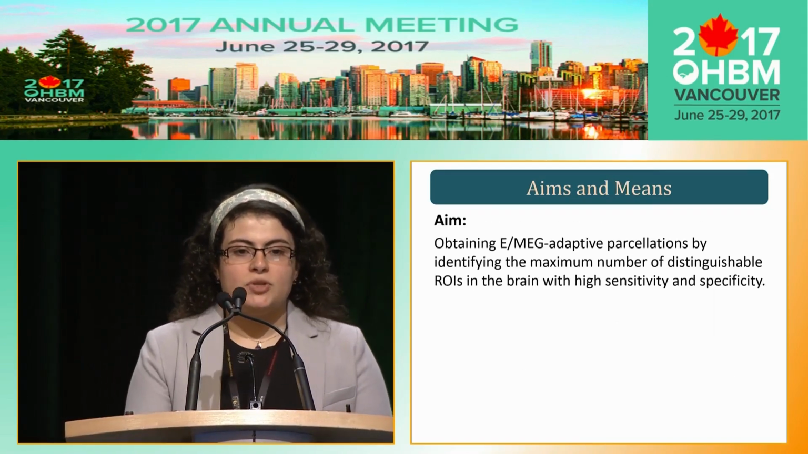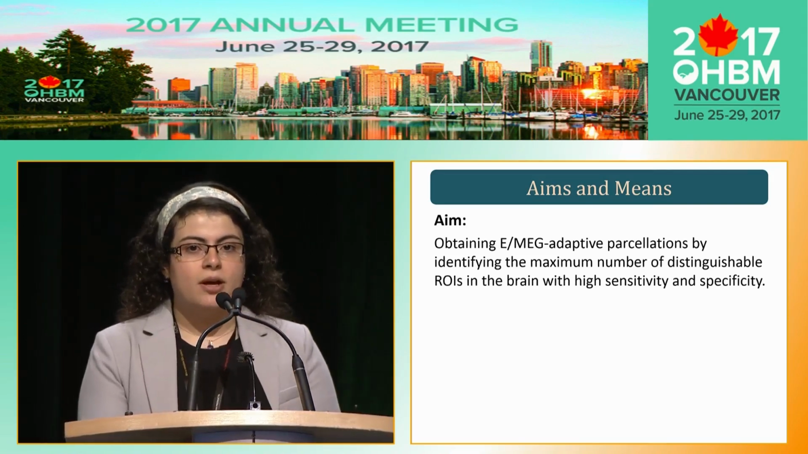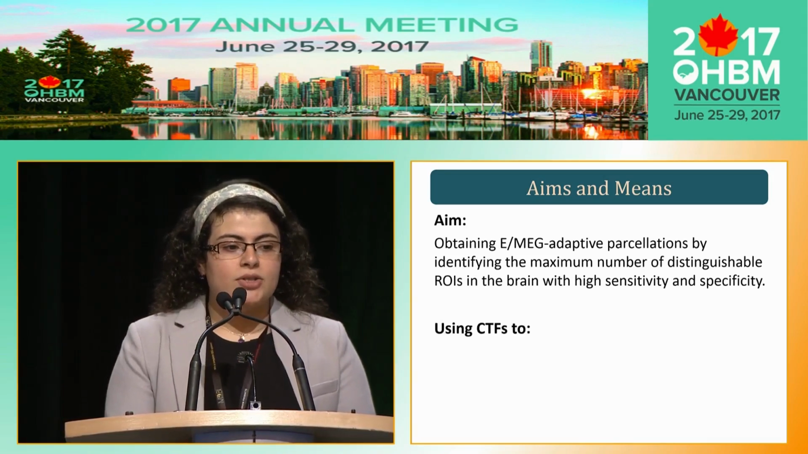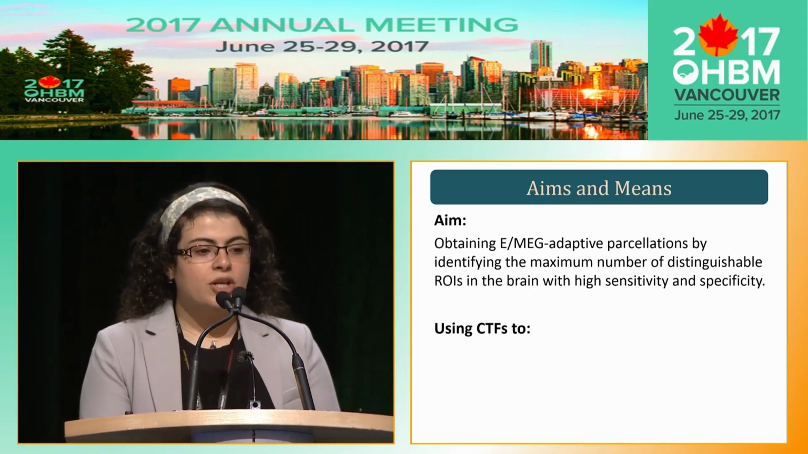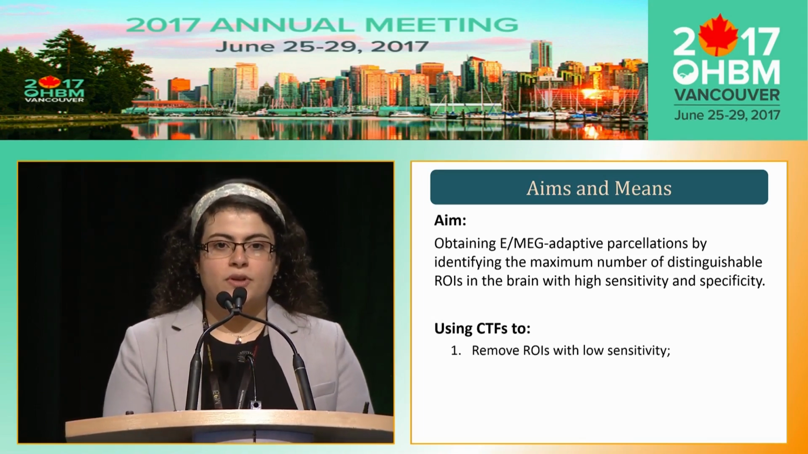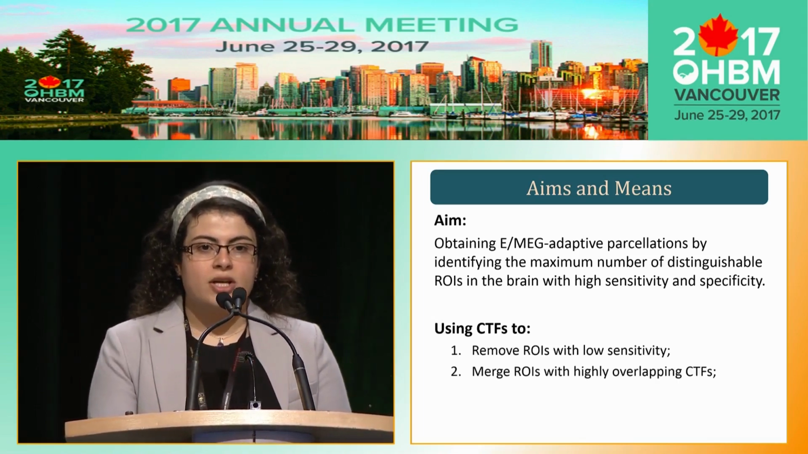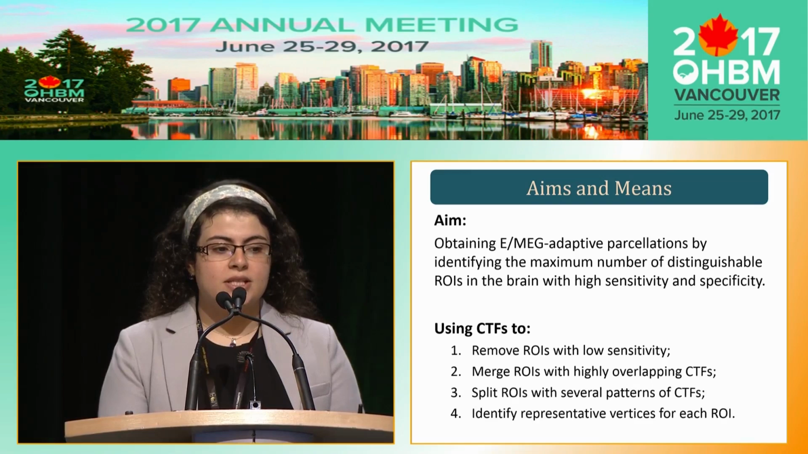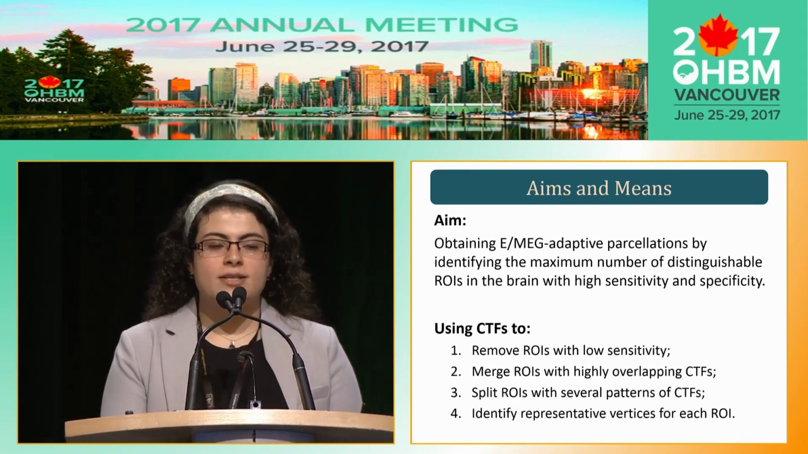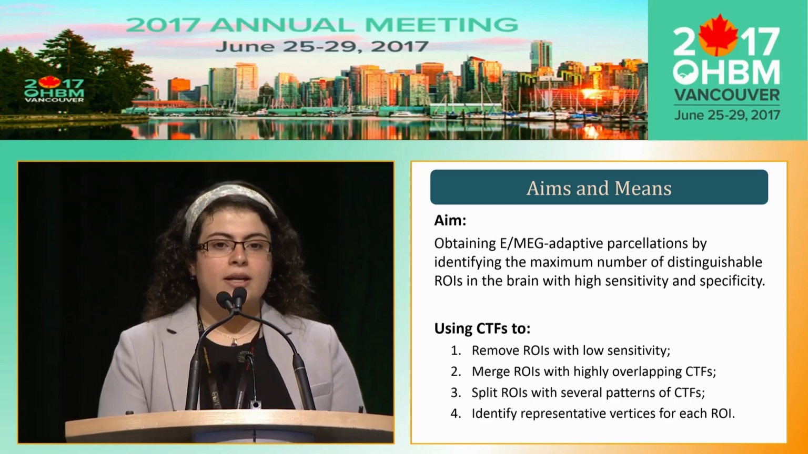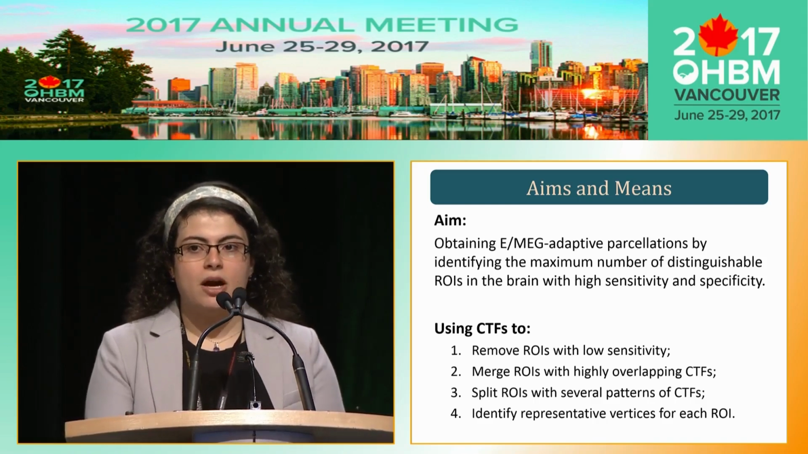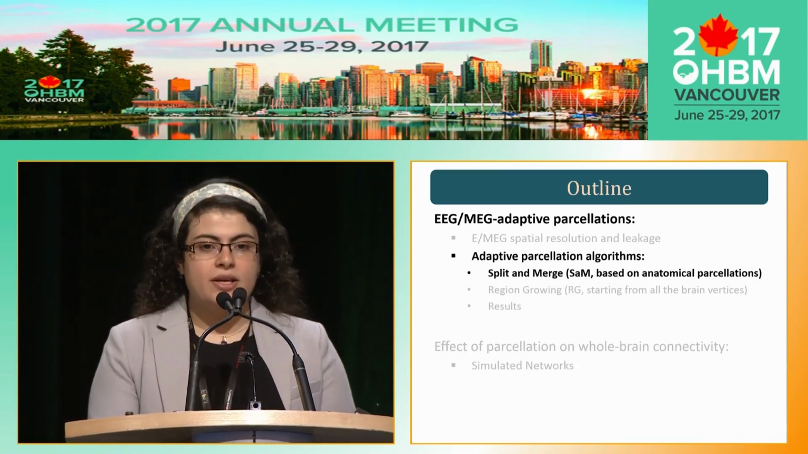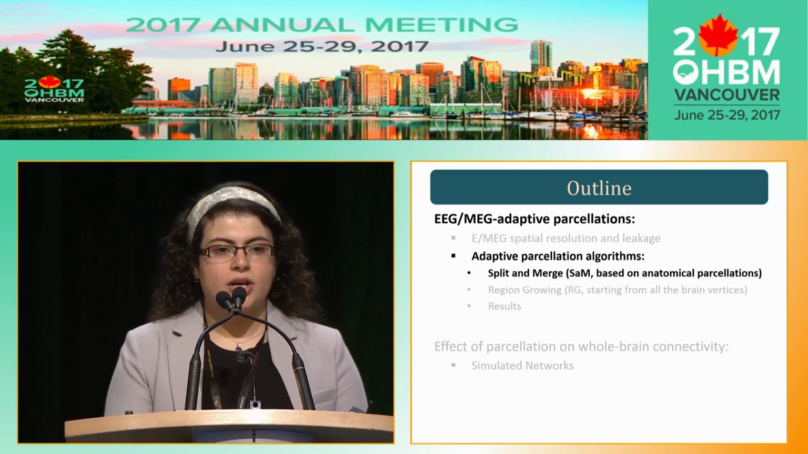So our purpose would be to obtain adaptive parcellations for the EEG image data by identifying as many distinguishable ROIs in the brain as possible. And from what I showed you in the previous slide, we can use the CTFs to identify and remove the ROIs with low sensitivity, merge the ROIs that show highly overlapping patterns of CTFs, split the ROIs that produce distinguishable patterns of CTFs, and finally, for each of the ROIs, identify a set of representative vertices that are highly sensitive and specific to that particular ROI as compared to the rest of the ROIs in the brain. Right, so taking these into account, we have worked on a couple of algorithms.